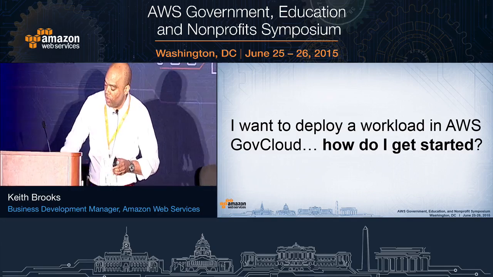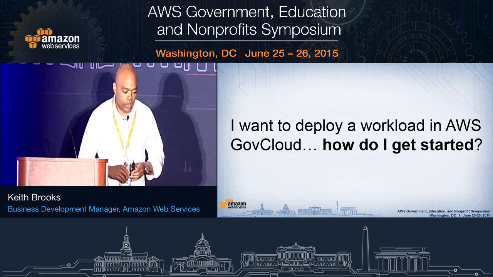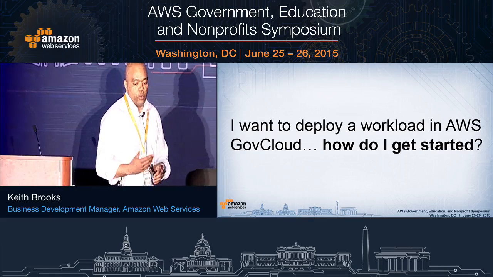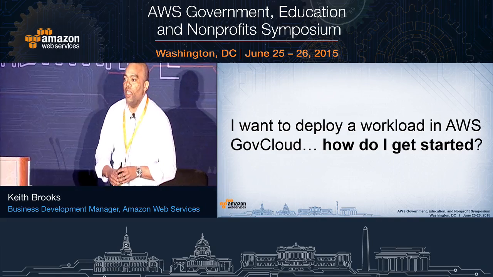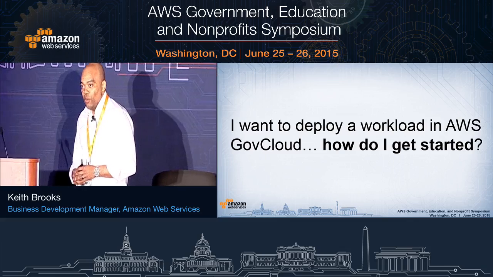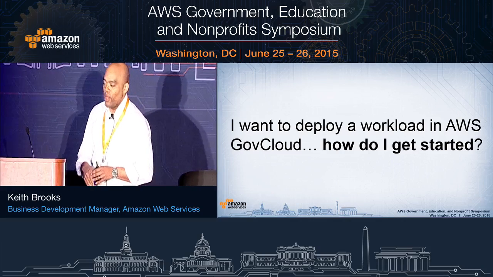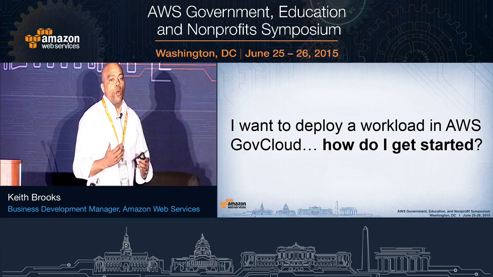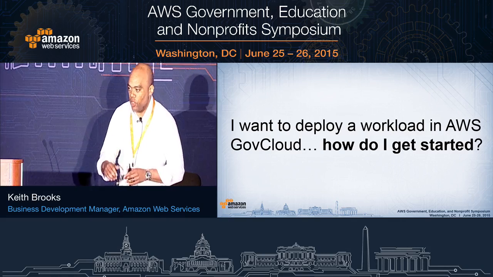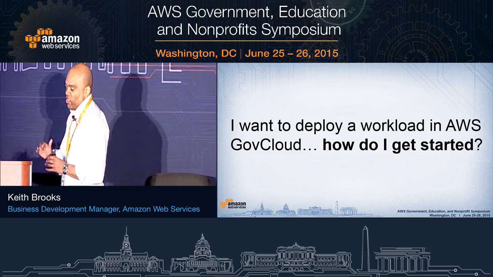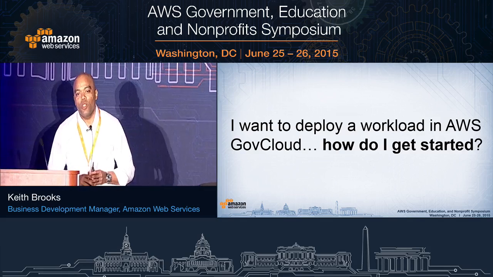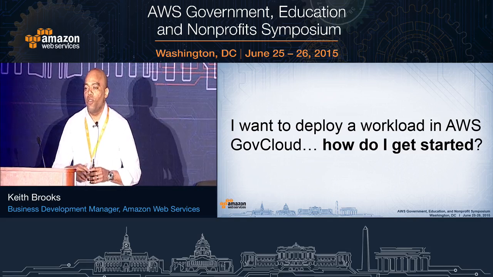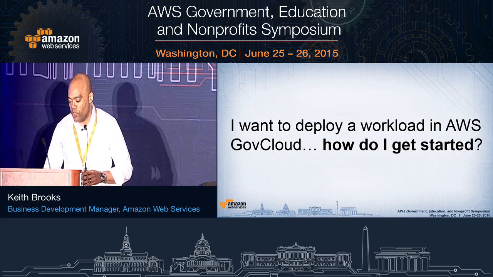So typically, once we talk to customers or partners or potential users of the region, and they've made the decision to use GovCloud, we typically get this question next, right? So I want to deploy a workload in GovCloud, but what do I do to get started? So as I mentioned in the opening, we're going to walk you through the 6 to 7 primary steps that we typically work with customers and partners with to get up and going in the GovCloud region.